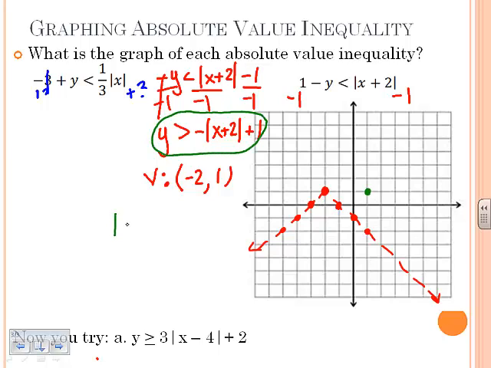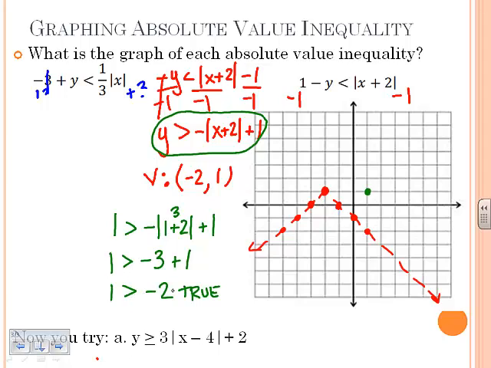So I get 1 is greater than negative absolute value of 1 plus 2 plus 1. Following my order of operations, I'm going to do 1 plus 2 to get 3. Then the absolute value of 3 is 3. But then I have to multiply it by a negative, so it becomes 1 is greater than negative 3 plus 1, which gives me 1 is greater than negative 2. This is once again a true statement. 1 is greater than negative 2.